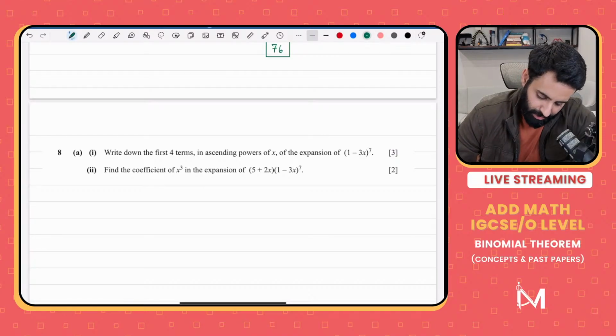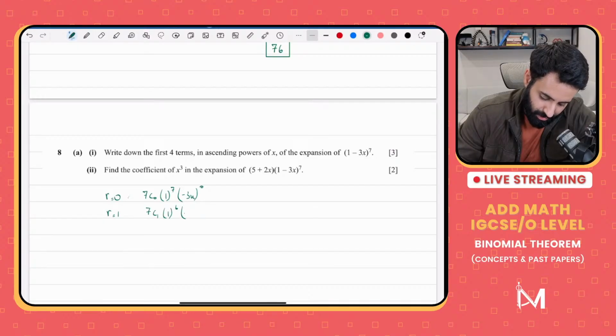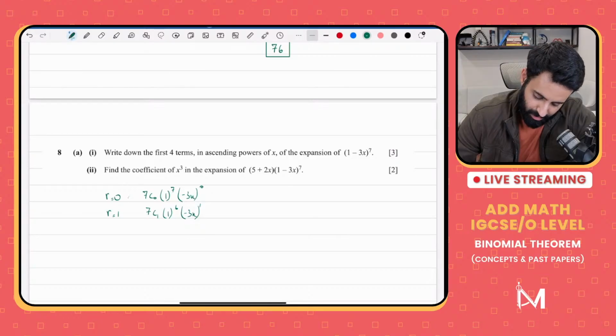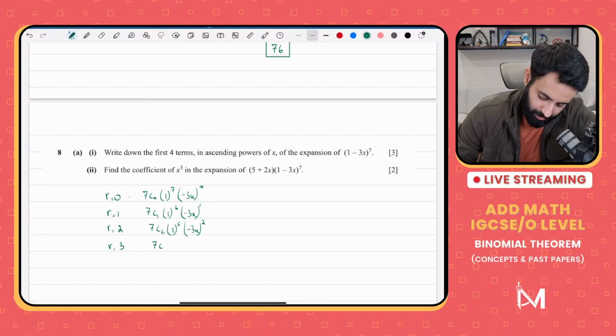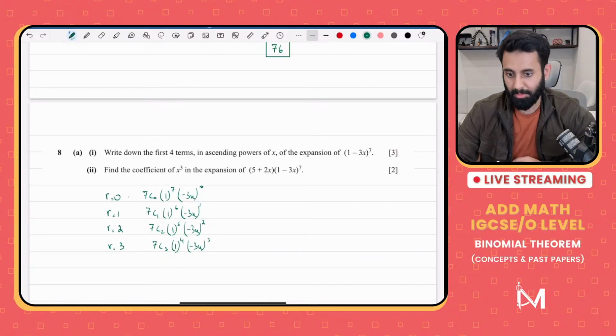So first 4 terms, that means we start with r equals 0. So that's going to be 7c0, 1 raised to the power 7, minus 3x raised to the power of 0. Then r equals 1, which means 7c1, 1 raised to the power of 6, minus 3x to the power of 1. So that's 2 terms. Here's the third term, which means 7c2, 1 raised to the power of 5, minus 3x raised to the power of 2. And then finally, r equals 3, that's the fourth term. So that's 7c3, 1 raised to the power of 4, minus 3x raised to the power of 3.